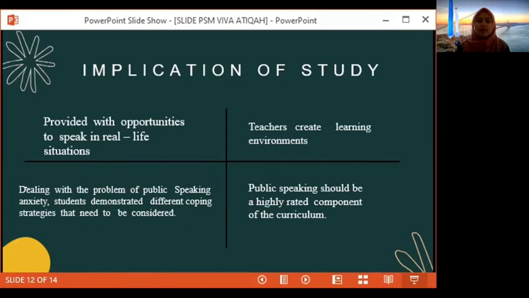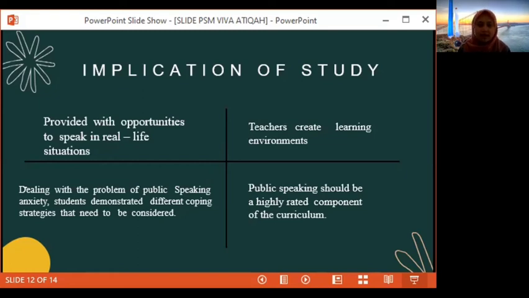The next one is about the implications of the study. There are four things that we must know. The implication of public speaking anxiety on students is the inability to demonstrate their skills and a lack of self-confidence. The first is to provide opportunities to speak in real life situations. The researchers found that to reduce public speaking anxiety, the teacher or the institution of the university must provide opportunities to speak in real life situations, such as a speaking corner.